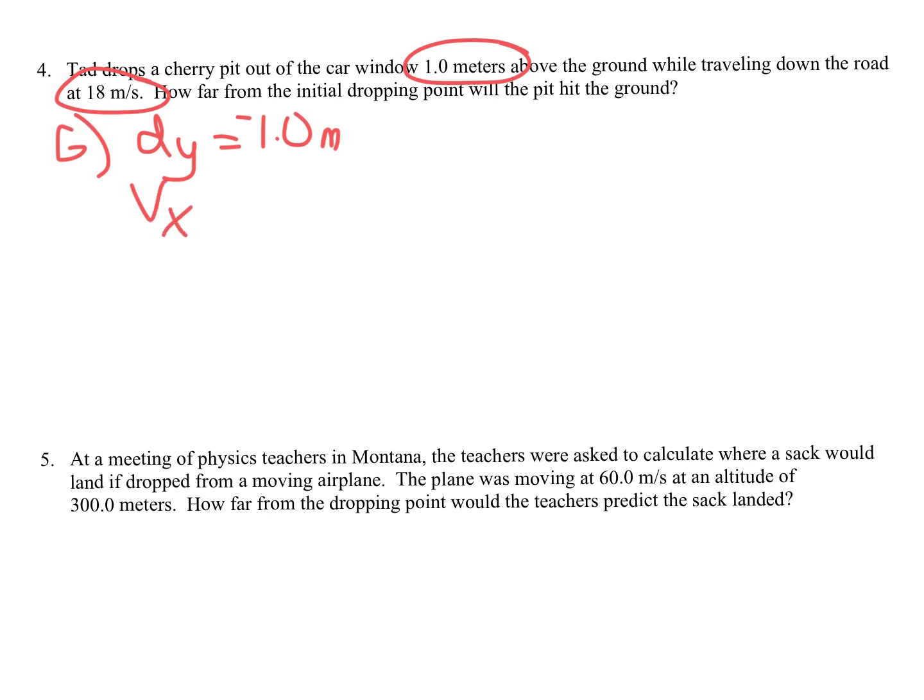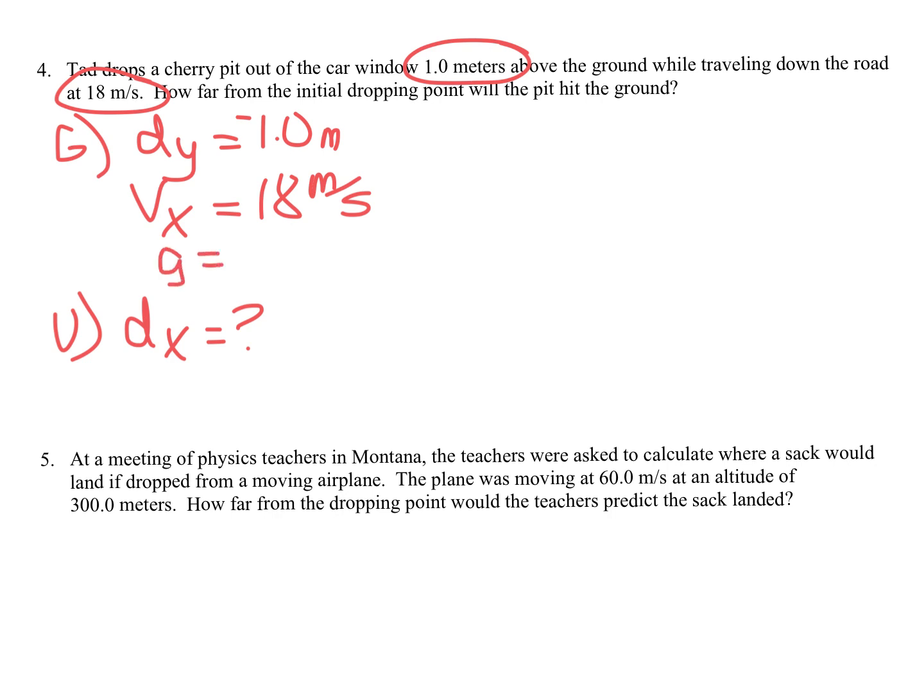That means when you're driving down the road, you're moving in the horizontal plane, the x direction. That means your starting velocity is 18 meters per second. We want to know how far from the initial dropping point the pit hits the ground. So what does that mean? That means if we drop that pit, how far, or its distance or displacement in the x direction, will it land from where we let go? So that's what we're going to be looking for, the distance or displacement in the x direction.